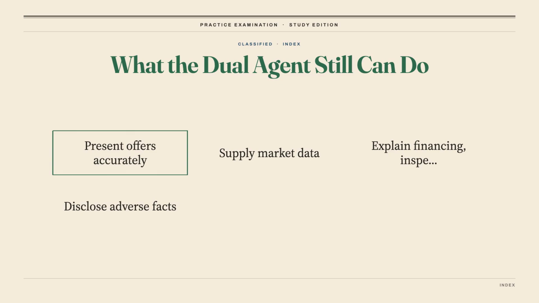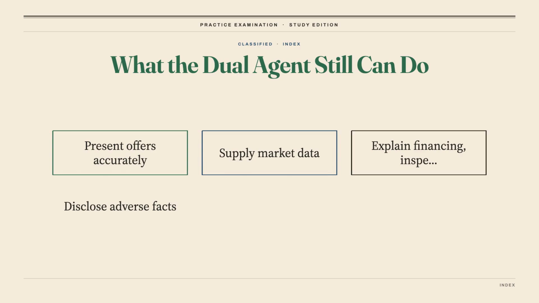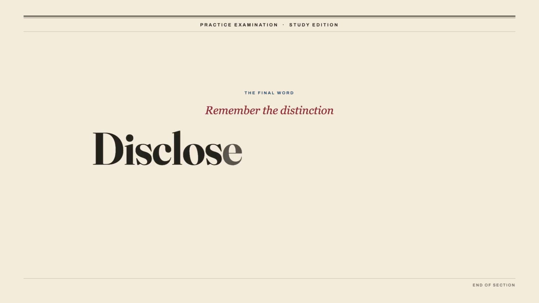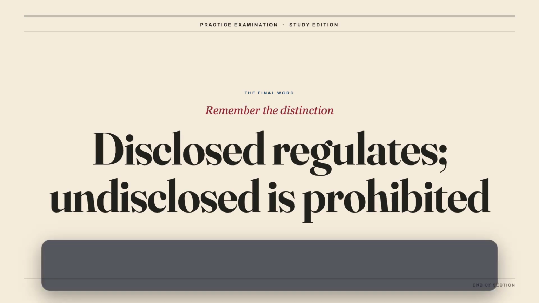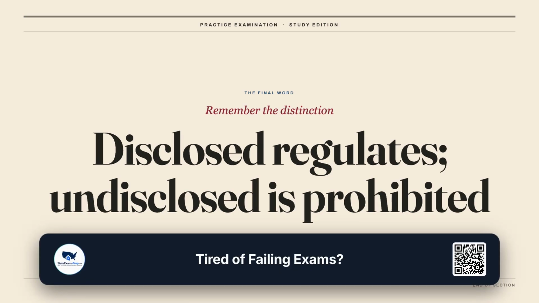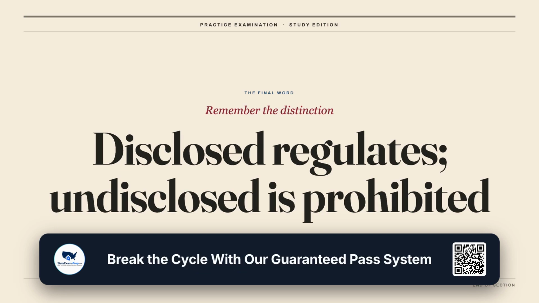She can present offers and counter-offers accurately, supply market data, explain financing and inspection mechanics, prepare documents, coordinate closing, and disclose adverse material facts. The role shifts from advocate to facilitator. Undisclosed dual agency is prohibited without exception, because the harm isn't serving two parties. It's a client believing she had an advocate she didn't. Missouri's designated agency structure avoids much of this by giving each party her own advocate within the same firm.